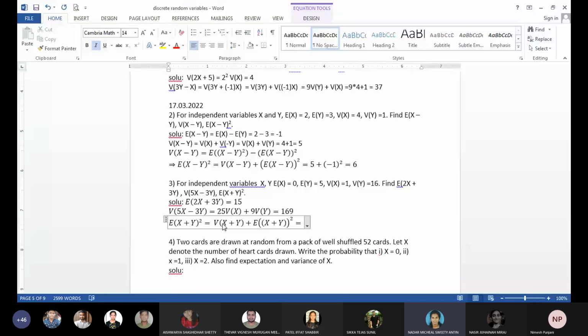Yes, sir, but the answer is wrong. Just give me 1 minute. I will rectify that. Okay, so let me see. Variance of x plus y is 17 plus expected value of x plus y the whole square. तो 42 आता है ना. Yes, sir, 42. And what answer you said earlier? 22. Okay.